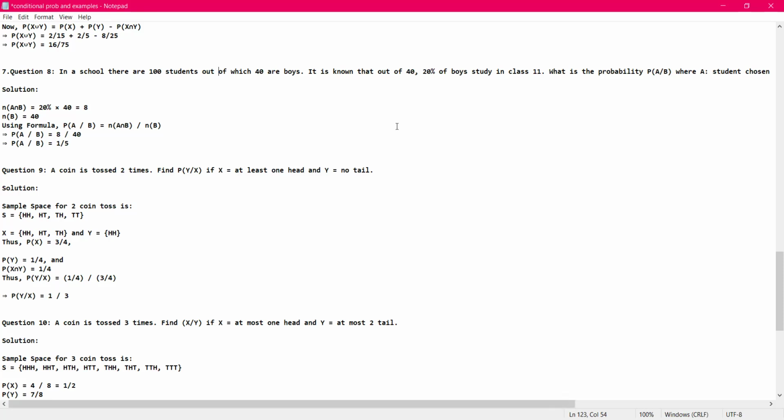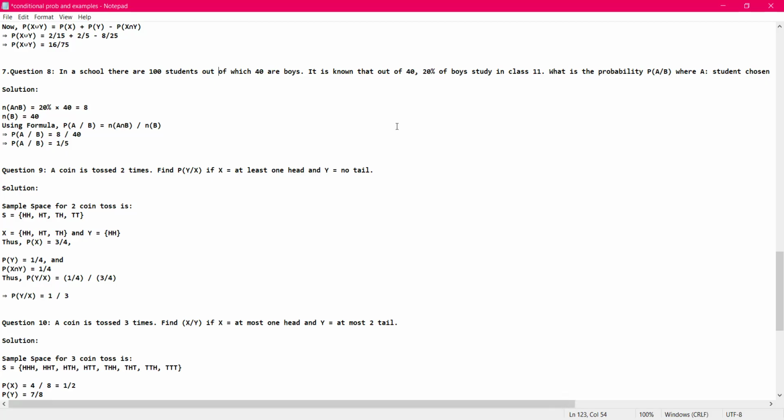Whenever we toss two coins, we have to take the sample space from the two coin toss. What are the possible outcomes? Head head, head tail, tail head, and tail tail. Probability of X, at least one head, means there should be at least one head. So at least one head means head head, head tail, tail head. We have three possibilities. That's why probability of X, having at least one head, equals 3 by 4. Next, Y, no tail, means there is only one possibility, that is head head. The probability of having no tail is 1 by 4.